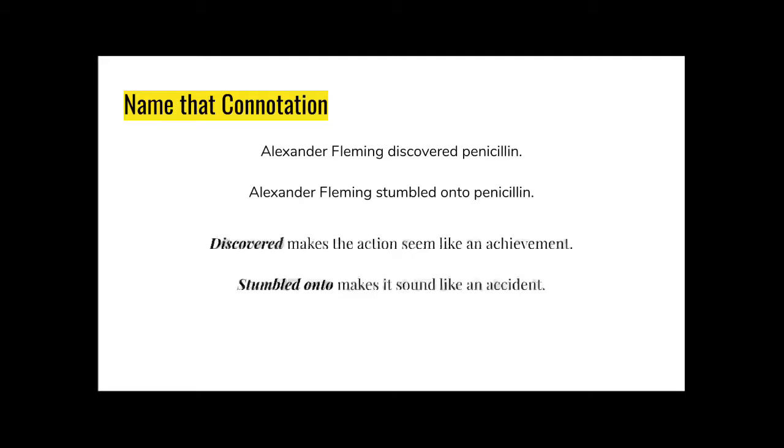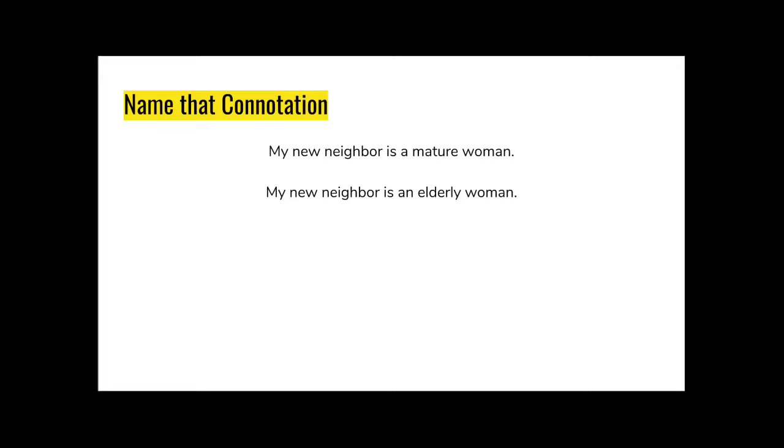I don't know about you, but I would like to think that Alexander Fleming wanted to be known for discovering something, not just accidentally stumbling onto it. So as we see, discovered gives us the positive connotation, and stumbled onto gives us a negative connotation.